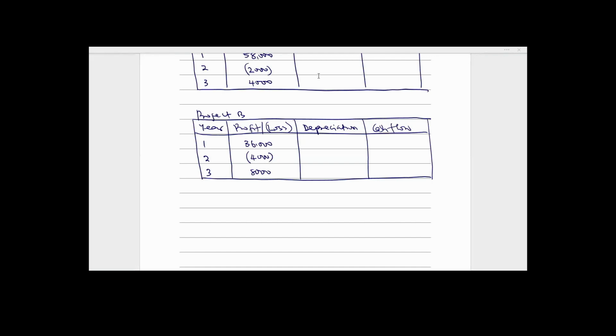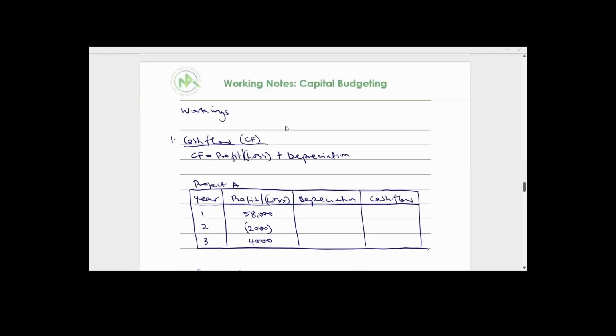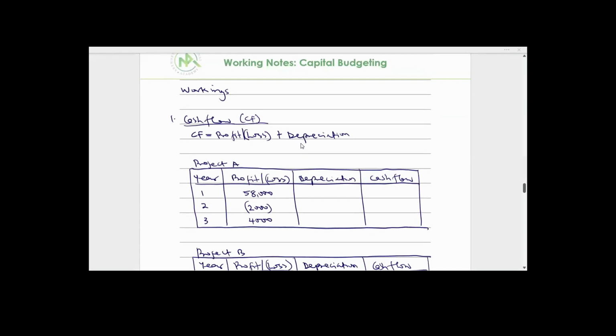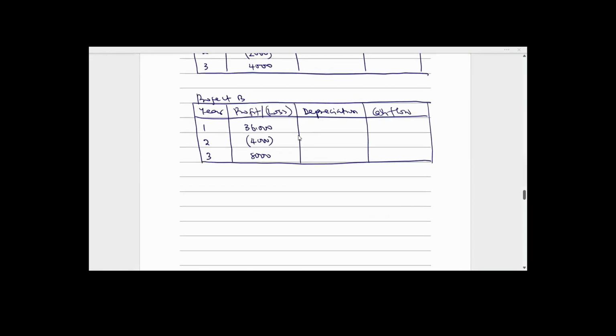Which illustration is this? You can see the illustration on the screen. It's illustration number 2. Illustration number 2 is what we are solving. Somebody is asking which illustration is this. All right then. So annual depreciation, working number 2.